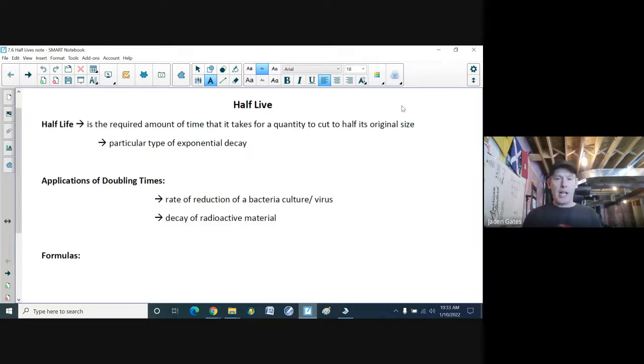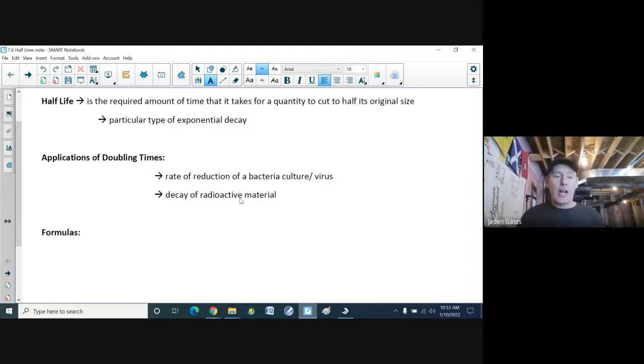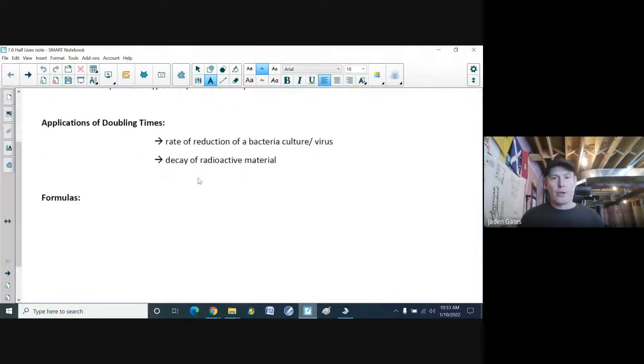Some of the applications, the most common ones, are the rate of reduction of a bacteria culture or virus. So it's one way to indicate how well your medicine is working. If you have, say, some antibiotics, how fast it's cutting the bacteria in half in your body. A big application that's used is the decay of radioactive material. So it's another big thing.